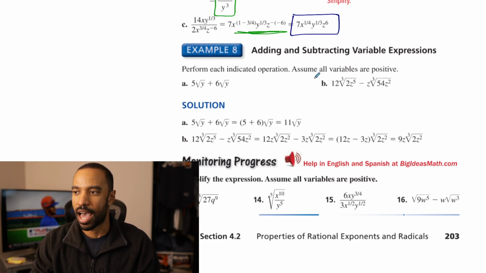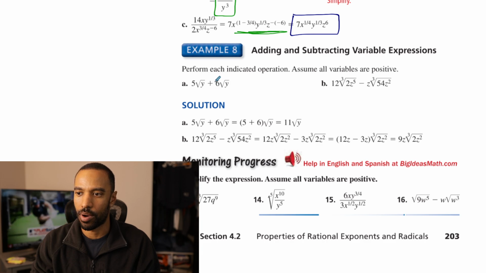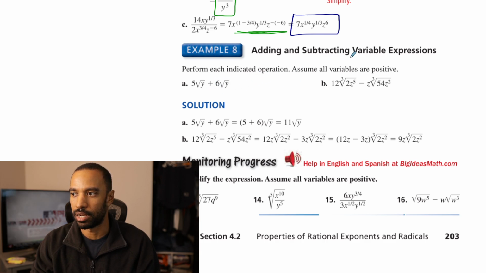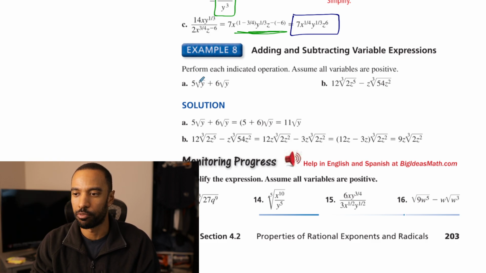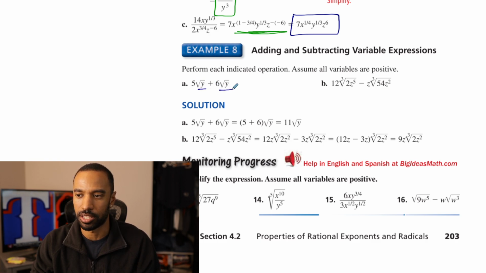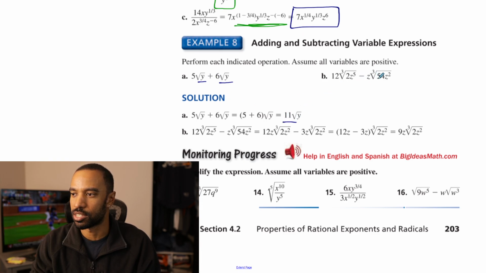Okay, we still have to add and subtract variable expressions with radicals, so I guess there's not much different from what we had before, as long as we have like terms, and these are like terms here. 5 plus 6 is 11, you get 11 root y. And in this last example here, these aren't the same, but we can make them the same.